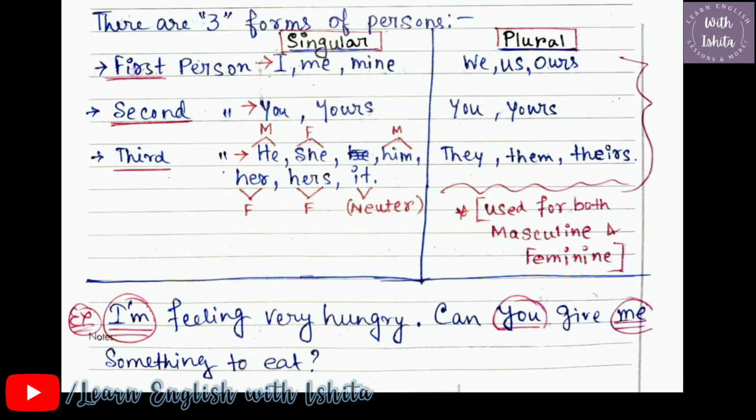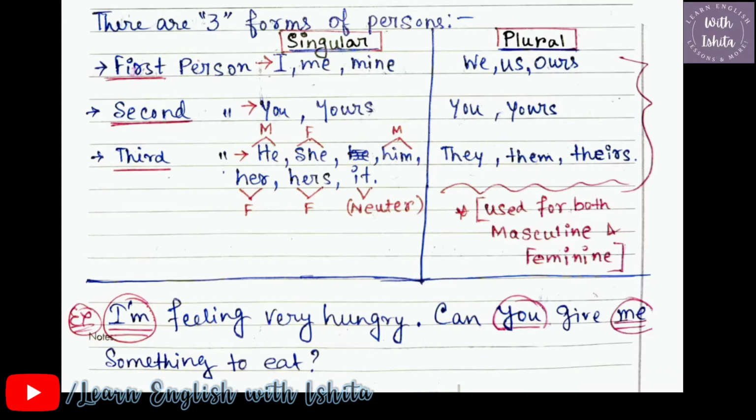There are 3 forms of person. Number 1, first person, second person and third person. I have created this chart for you to understand more easily. First person we can use in singular sentences like I, me, mine, therefore singular. But plural we can use we, us and ours. For the second person we can use you and yours. And for the plural sentences we also use you and yours.